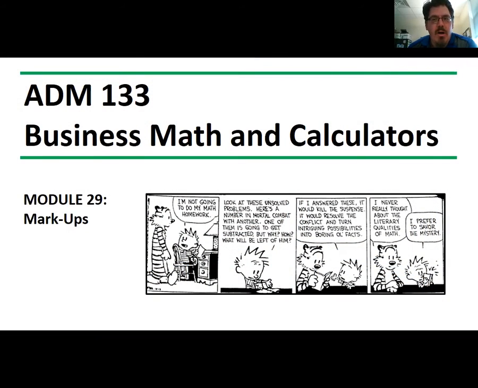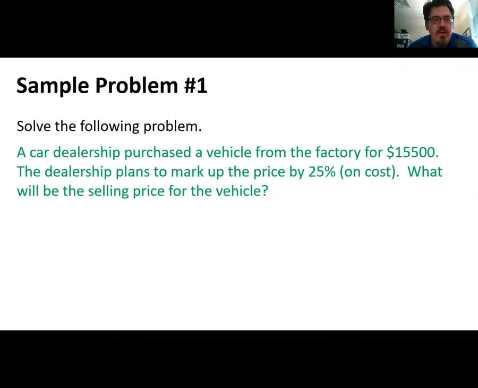All right, so markups. Let's look at our first sample problem. We've got a situation where a car dealership purchased a vehicle from the factory, from the manufacturer, for $15,500. The dealership then is going to mark that price up in order to sell it and obviously cover things like overhead and to make a profit and all those kinds of things. And so they're going to mark the price up by 25%.